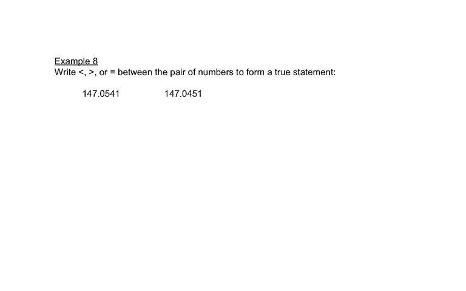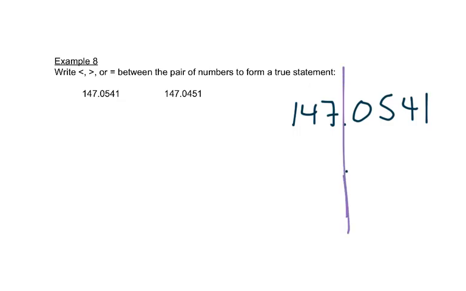In this example, we're trying to compare. I think it's easier if we write the numbers above each other, up and down. And when we do that, we really want to line up the decimal. So the decimal for the second number, I want to put directly below the decimal for the first number. And then each of the other numbers directly in a straight line. So this would still be 147, and then after it is 0451.